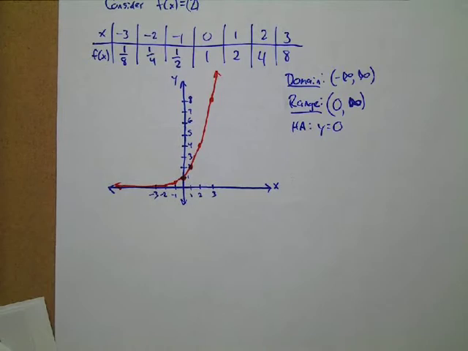How would you describe the behavior of this function? Is it increasing, decreasing, constant? How would we describe the behavior of this function? Is it increasing, decreasing, constant, both? None of those? What do we say here?